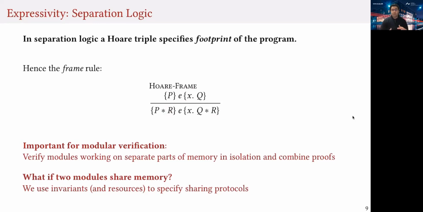This is quite crucial because it tells us that if we have two parts of the program that work on disjoint parts of memory, then we can reason about those parts separately. We can prove them correct separately and then compose the proofs. We know that they're not going to tamper with one another.